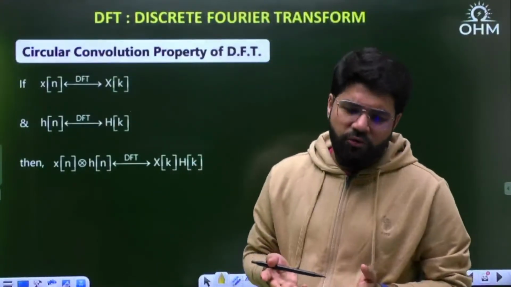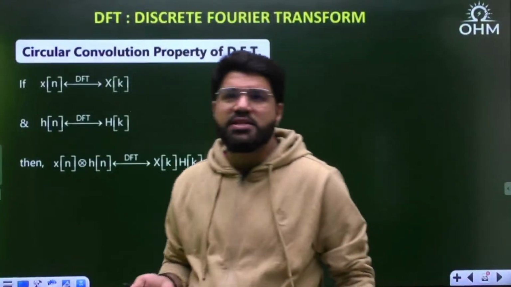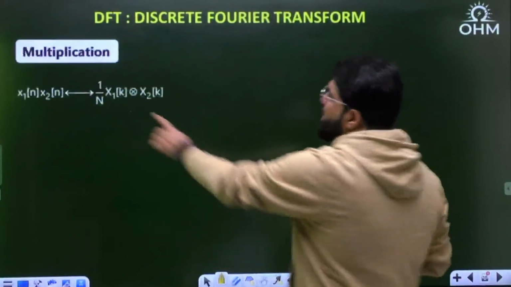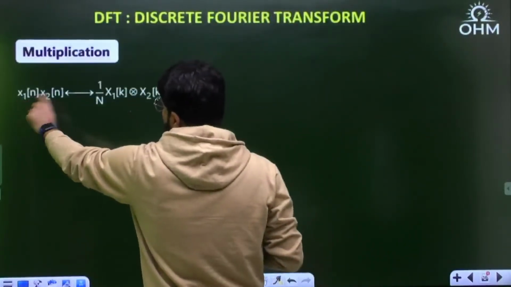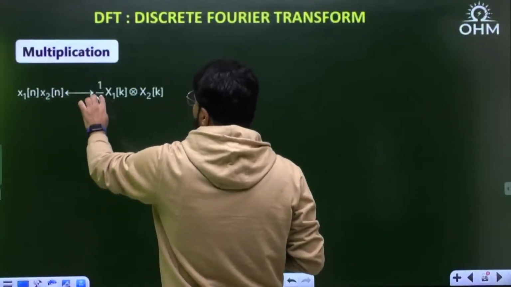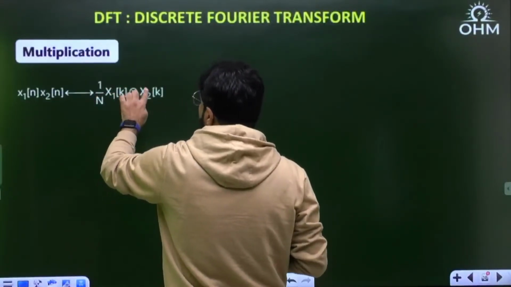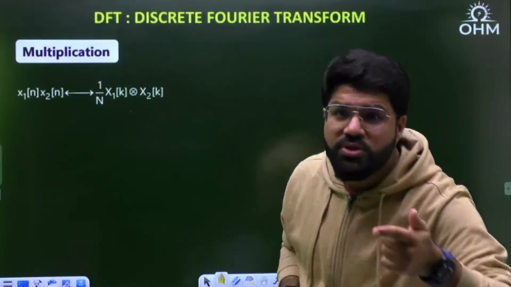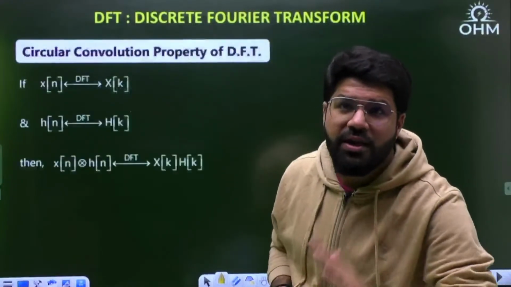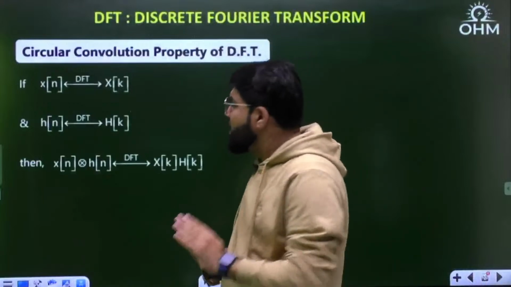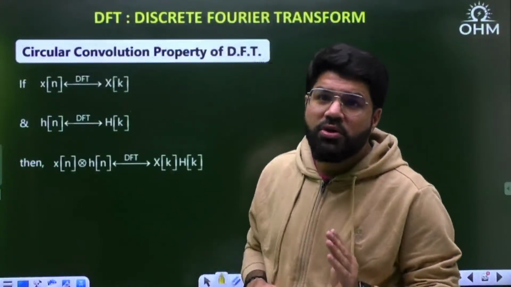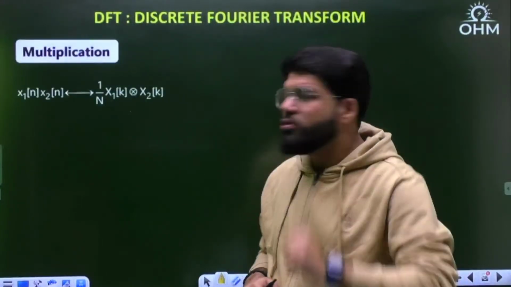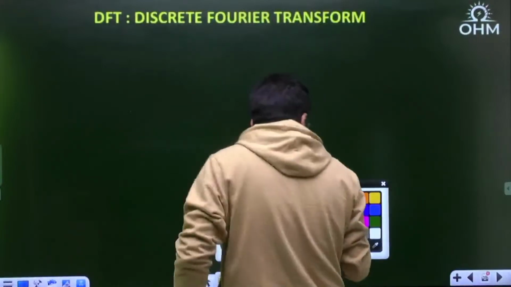The property is the same as the regular Fourier transform: convolution in time is multiplication in frequency, or multiplication in time is convolution in frequency. Suppose there are two signals x1[n] and x2[n]. The DFT will be given by 1 upon n, circular convolution of X1[k] with X2[k]. Multiplication in time is convolution in frequency, and convolution in time is multiplication in frequency. But again, because of periodicity, we are talking about circular convolution. Linear convolution will not converge here. So how do you solve the circular convolution?